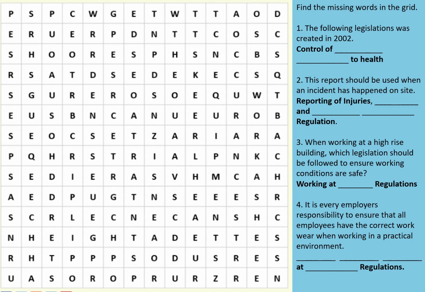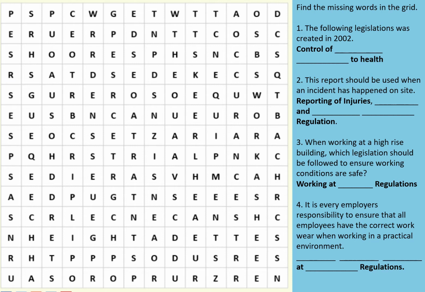Control of blank blank to health. So there are 2 blank words, and they're somewhere in that grid. Now they won't be next to each other, they'll be scattered. One might be in the top left corner, one might be right in the middle. But you've got to find those 2 missing words that relate to that legislation.